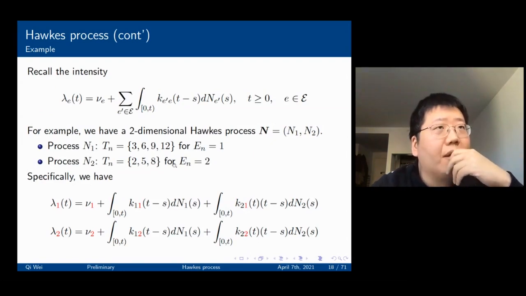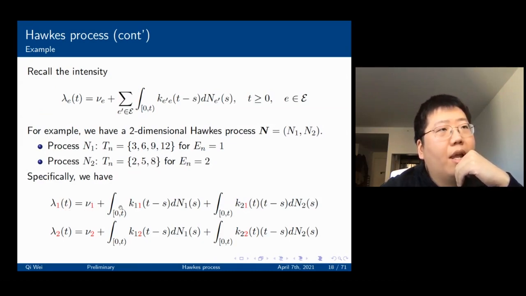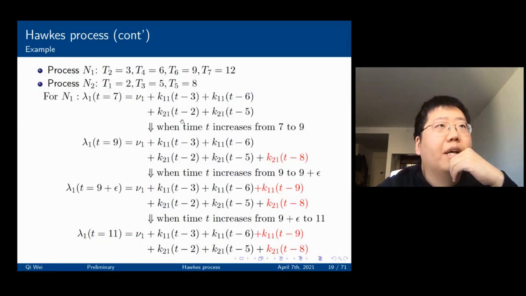Okay, and how do you compute the intensity? It's very simple. For the ask event, lambda E is mu 1, which is a constant, and then you just need to consider all the self-excitation and cross-excitation. This integral is over the counting process, so it's basically just the sum of all the past events. So, for example, you can write the intensity at time t equal to 7.